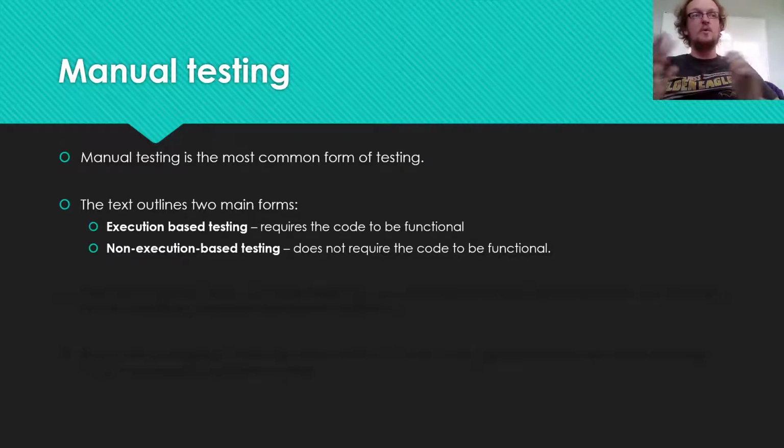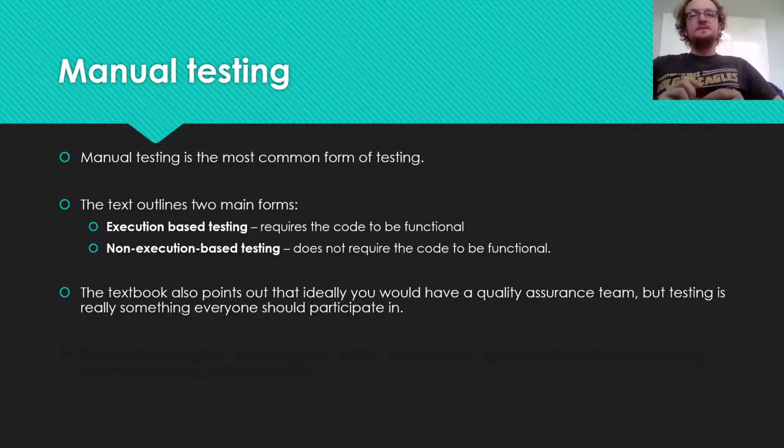Non-execution-based testing doesn't require the code to be functional at all. What it really is is something closer to a code review. You're sitting down and reading the code in depth. Through this static analysis of reading through the code, you can identify potential downfalls, or you can see that there's defensive code that's missing or there are corner cases that you've missed, and you can add those things after the fact.